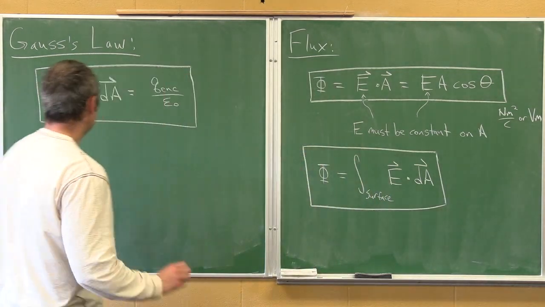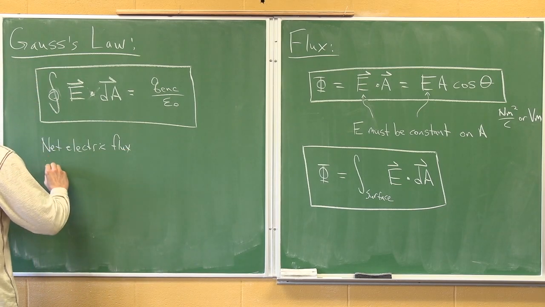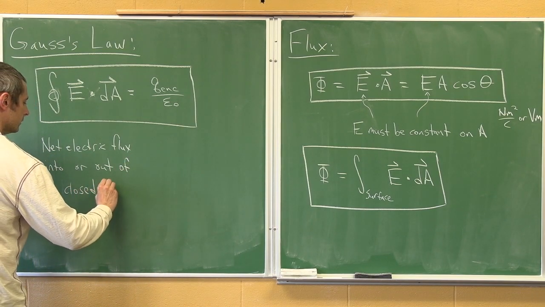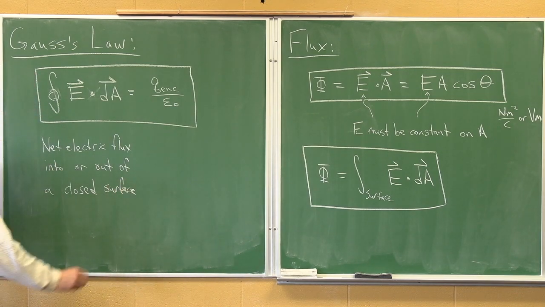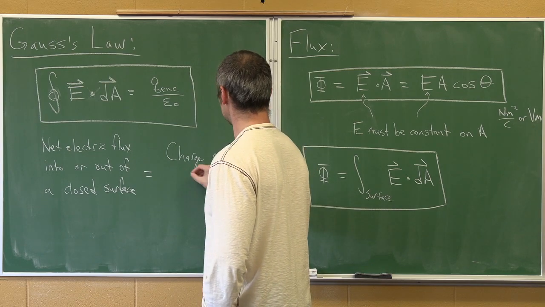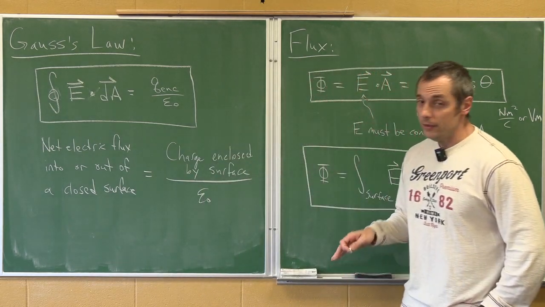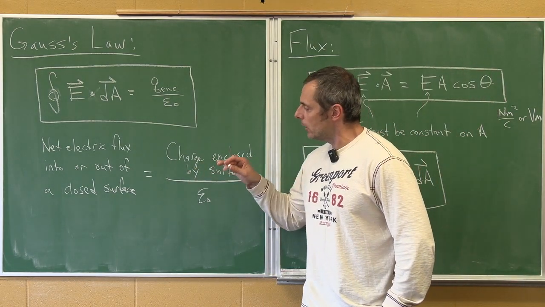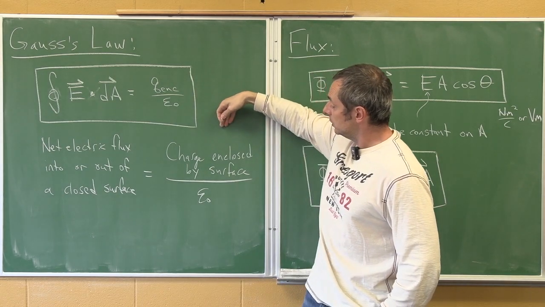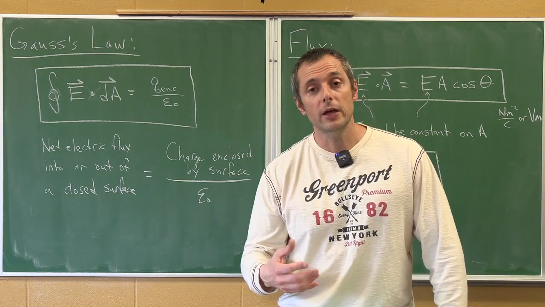So here's what it means. This means the net electric flux, this is the translation, the net electric flux into or out of a closed surface. That's what all that means. Is equal to the charge enclosed by the surface, all over this constant epsilon 0 I mentioned briefly in the last unit. It's 8.85 times 10 to the minus 12, and there's units involved.